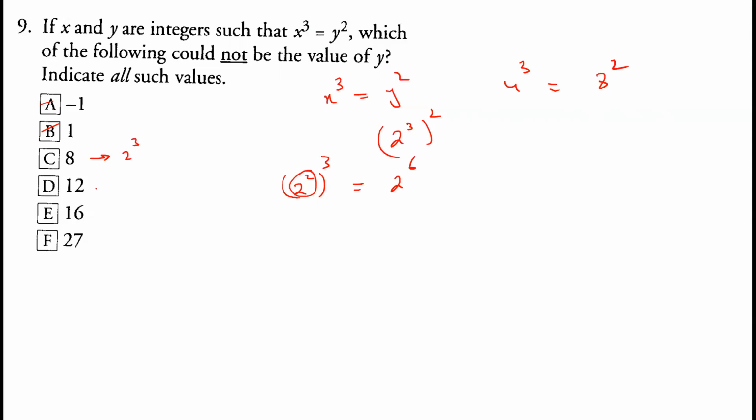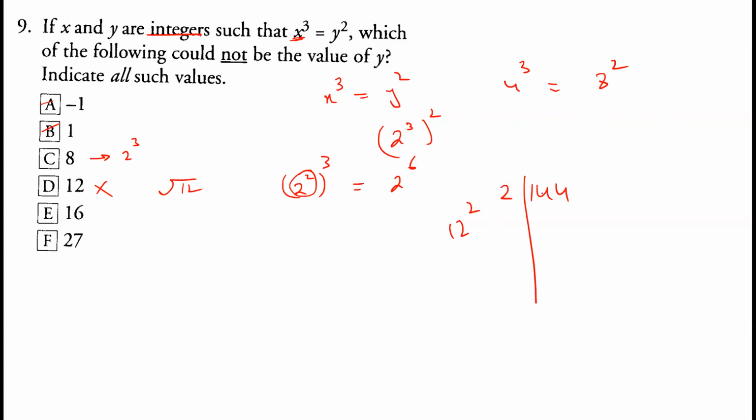Now 12 will not be a possibility. You know why? Because under root 12 is not a whole number. So 12 squared is 144. Now there is no integer that, if you cube it, will equal 144. So how can I find this out?